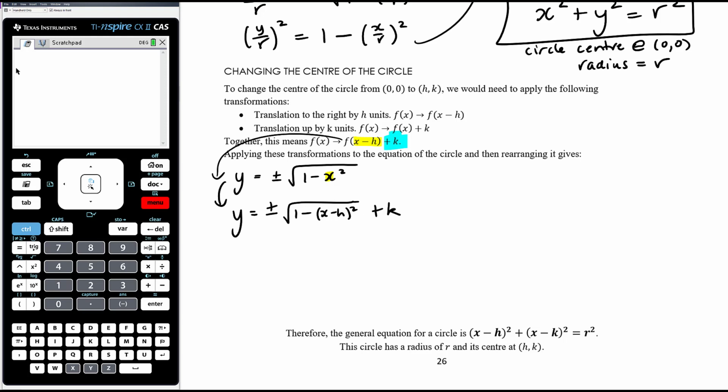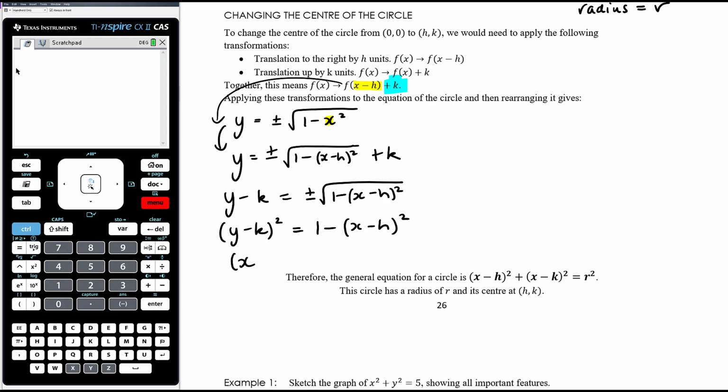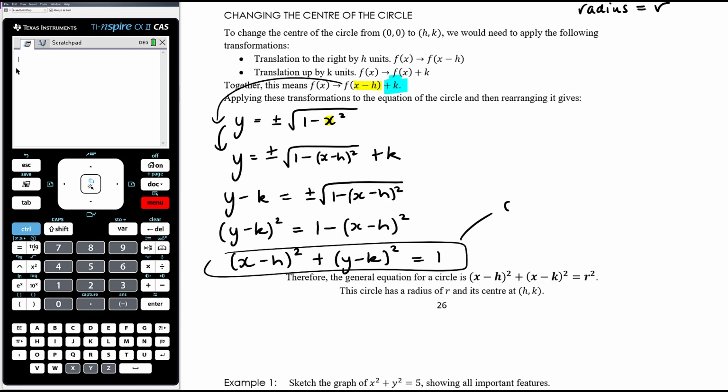Again, I'm going to manipulate it back to a more traditional format for us to see the equation of the circle. So we're going to take away k. y minus k equals plus or minus the square root of 1 minus (x minus h) all squared. We're going to square both sides. (y minus k) all squared equals 1 minus (x minus h) all squared. And then I'm going to add that (x minus h) bracket onto the left-hand side. So (x minus h) all squared plus (y minus k) all squared is equal to 1. And so there is my circle that now has a centre.